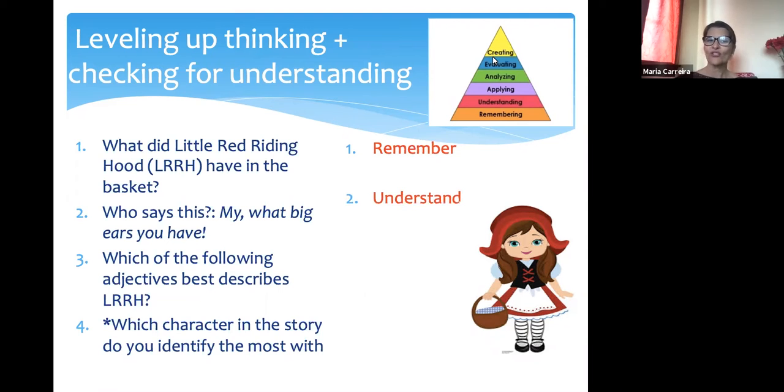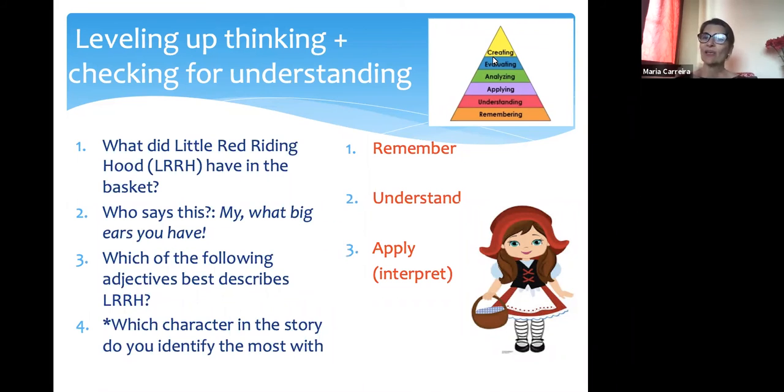The second question is an understanding question. Who says this? What big ears you have? Notice now, it's not just a matter of remembering the sentence, it's kind of reconstructed where the sentence could have been said and who could have said it. So it's at a deeper level than remembering.